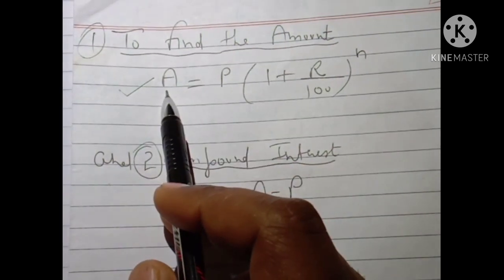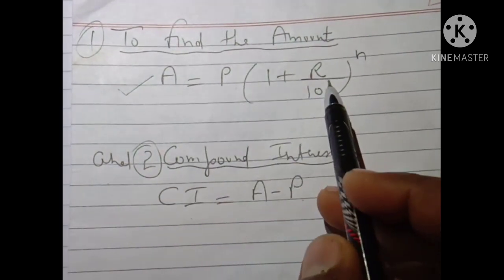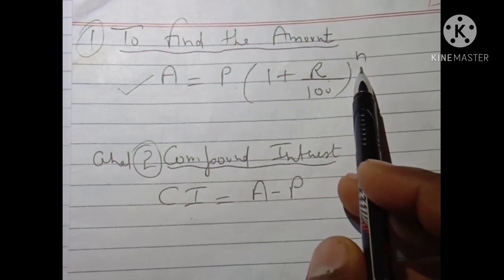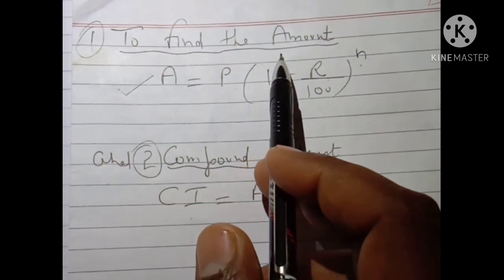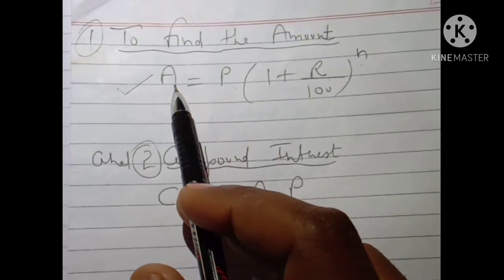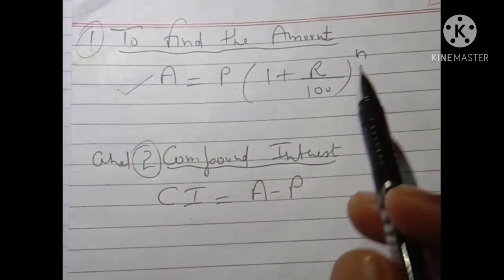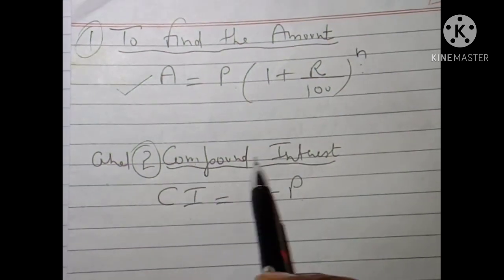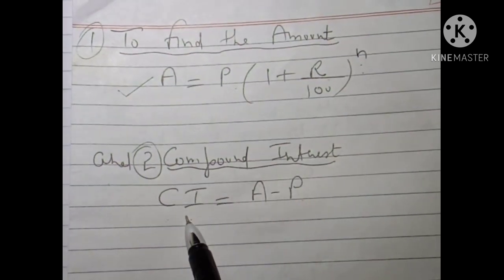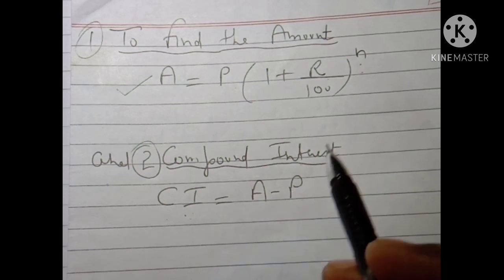Here, A stands for amount, P stands for principal, R stands for rate of interest and n stands for time period. So if we want to find the value of the amount, we apply the formula A = P(1 + R/100)^n. And when we find the compound interest, we apply the formula CI = amount minus principal.